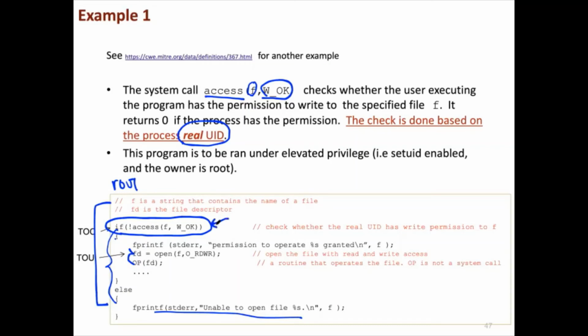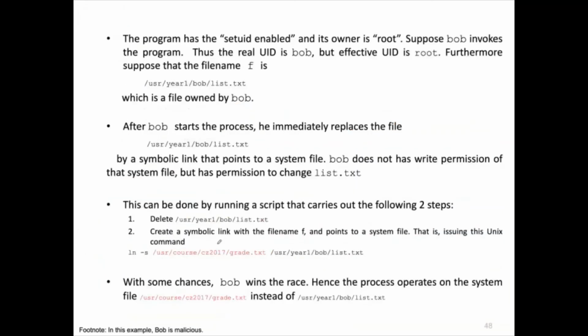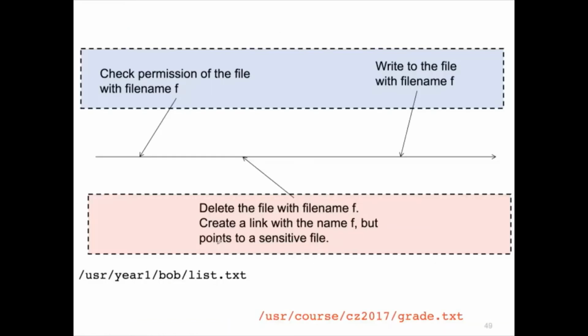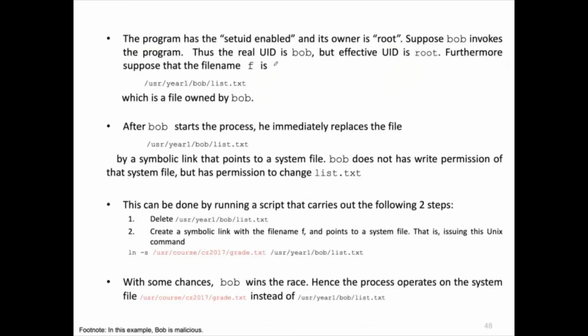Now what happened is this. Bob is the user. He doesn't have superuser rights. Bob invokes this program that has elevated privilege.